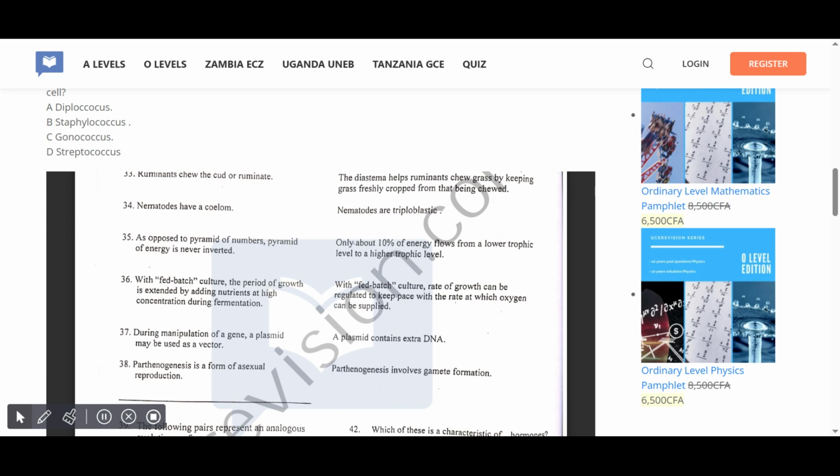Question 36. In fed batch culture, the period of growth is extended by adding nutrients at high concentration during fermentation. With fed batch culture, the rate of growth can be regulated to keep pace with the rate at which oxygen can be supplied. The answer is A.